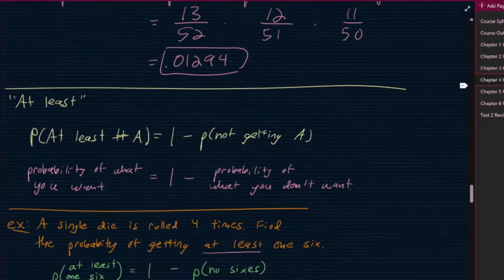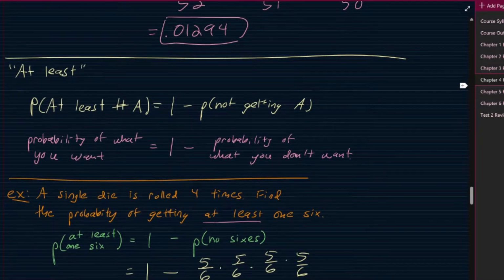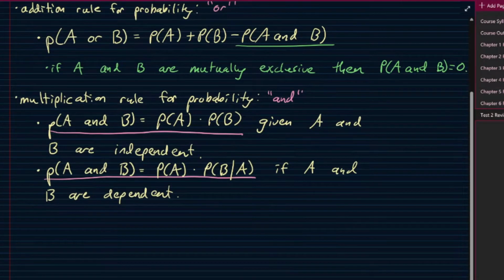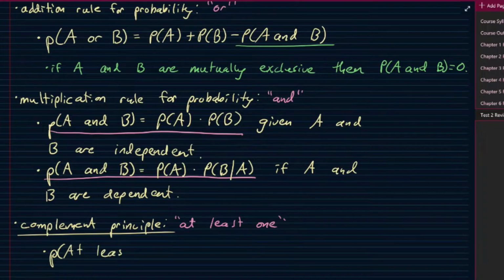And remember, there's this complement principle as well. And you want to use this whenever it says the phrase "at least one." And the formula of the probability of at least 1 is equal to 1 minus the probability of none. It's the complement principle.